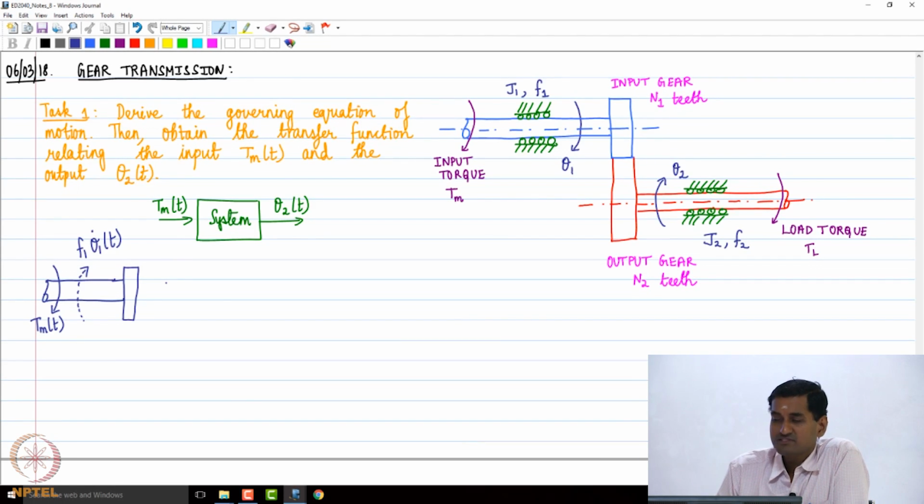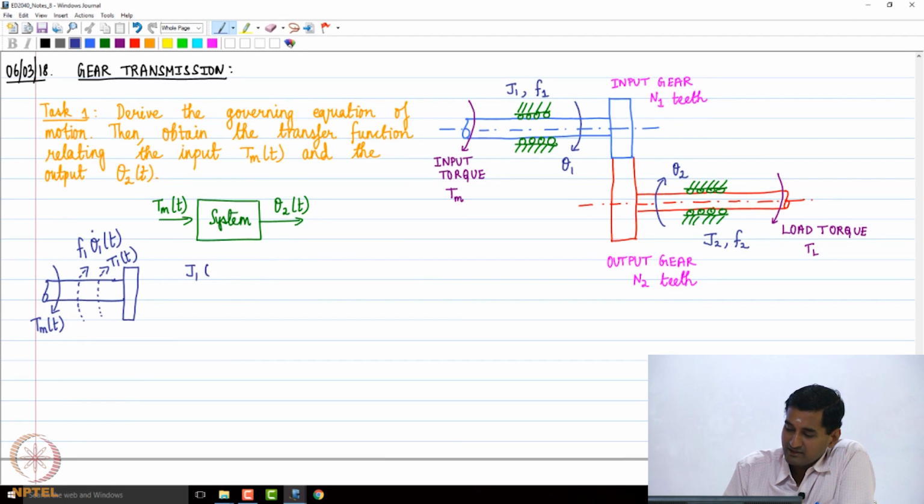Please note that the input shaft is driving the output shaft. So obviously the output shaft is going to exert a reaction for the action that the input shaft does on the output shaft. Let's say we call this reaction torque some T1(t). So T1(t) is the reaction torque from the output shaft to the input shaft due to the fact that the input shaft is driving the output shaft. So these are the torques that are acting on the input shaft. If we write down the equation of motion, what's going to happen?